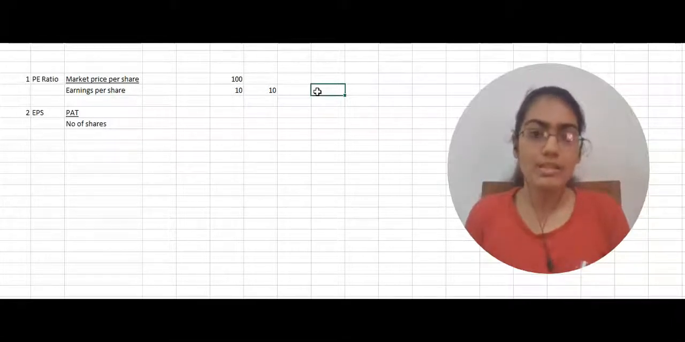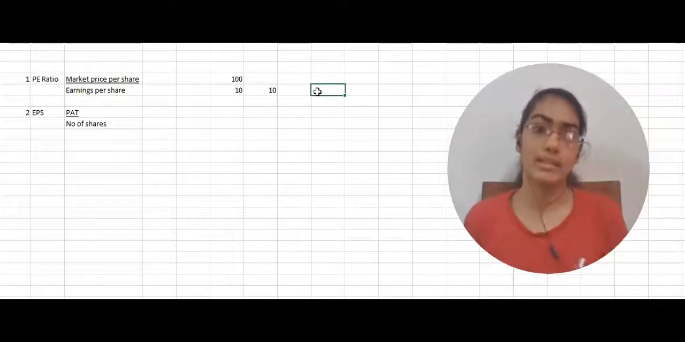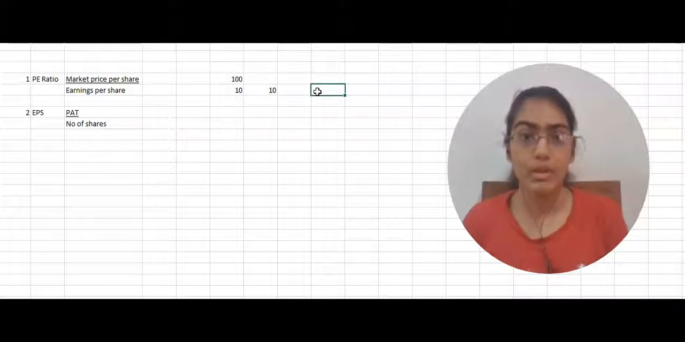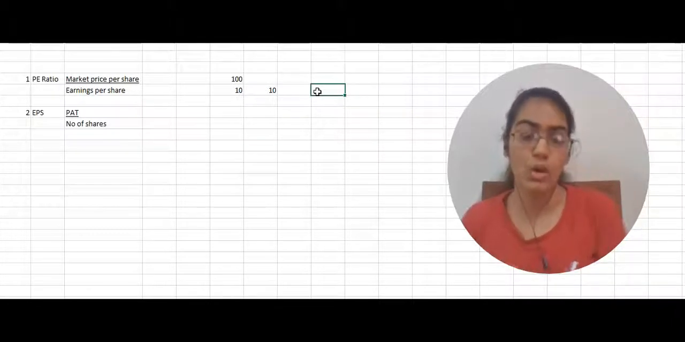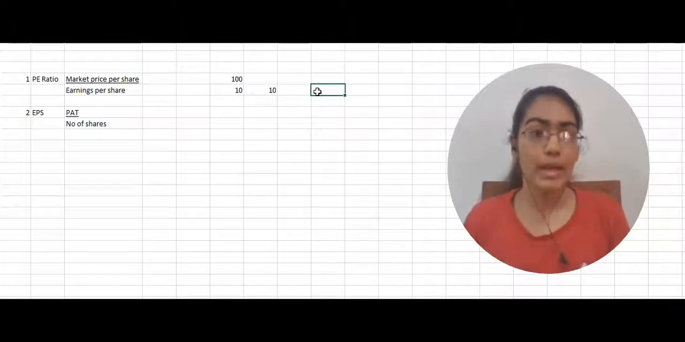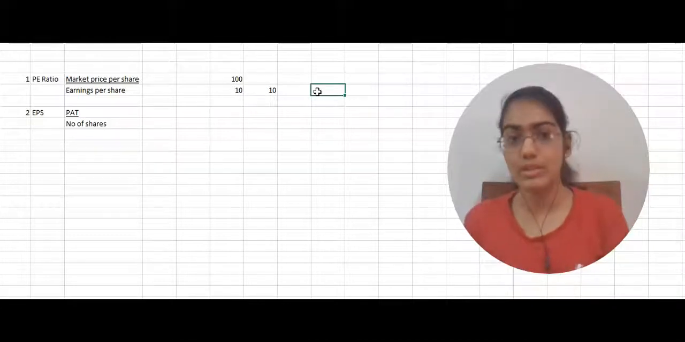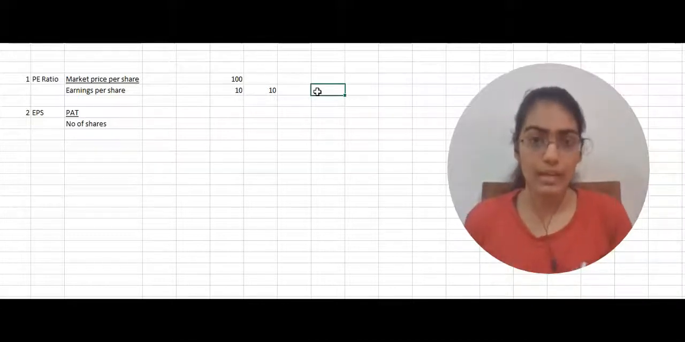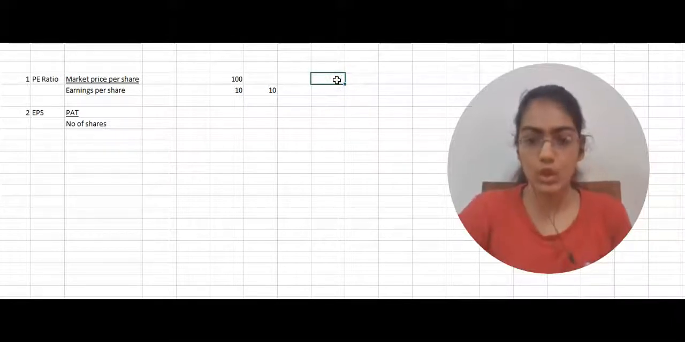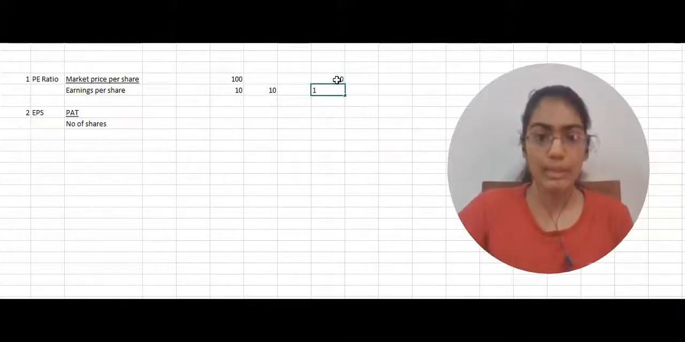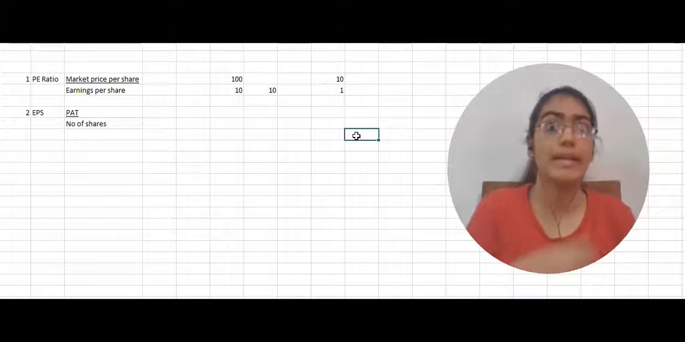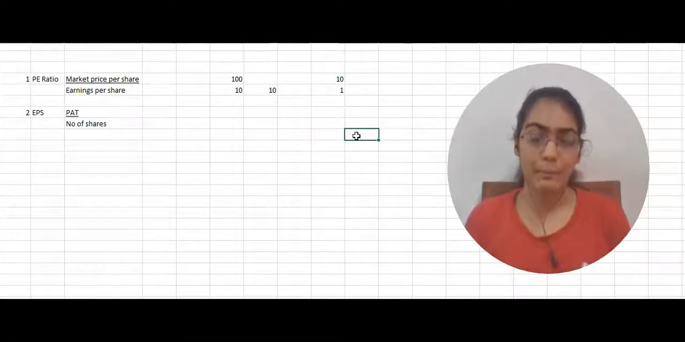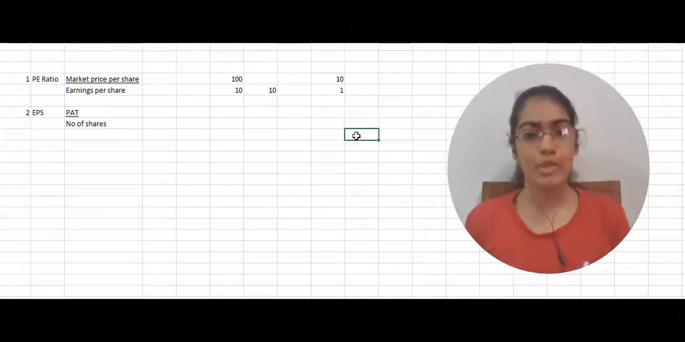This means that the investor is ready to pay 10 times more than the earnings per share of that particular stock. That is, he is ready to pay 100 instead of 10 for that particular stock. I hope I made this clear. So basically the ratio could be 10:1. In order to purchase a share, he is ready to pay 10 times the earnings per share. Right, so I hope the first part is pretty clear.